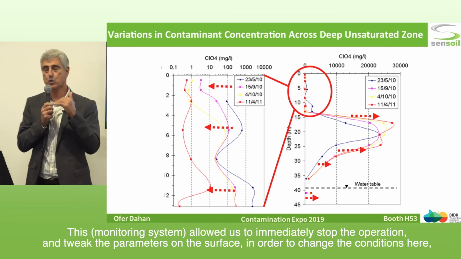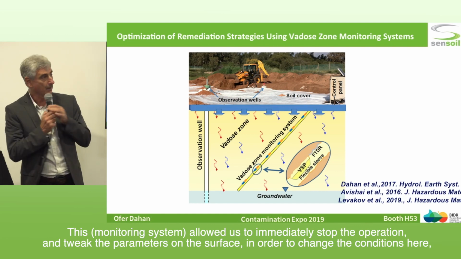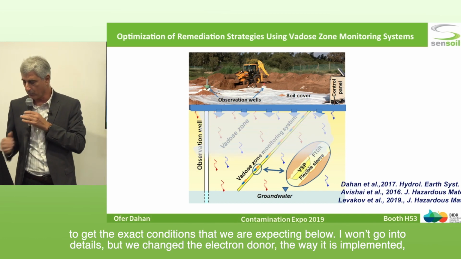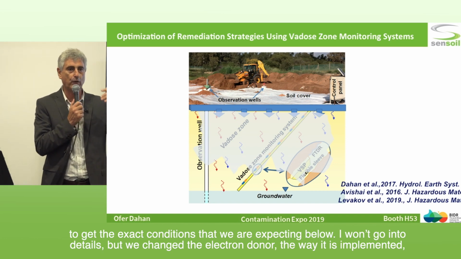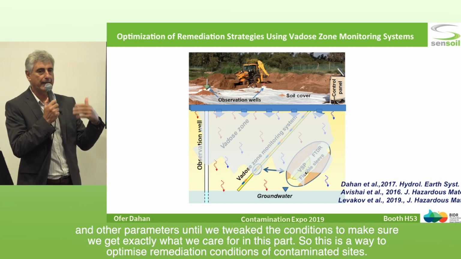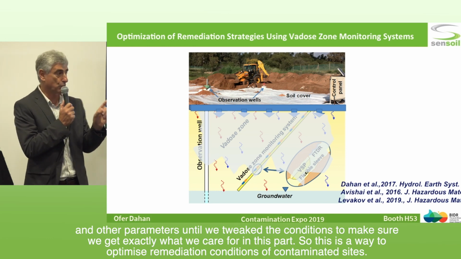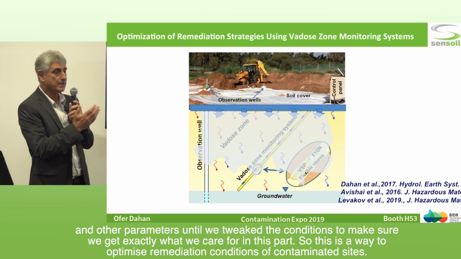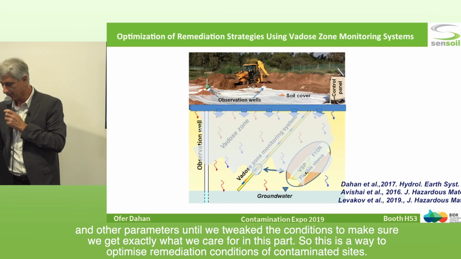This allowed us immediately to stop the operation and tweak the parameters on the surface in order to change the conditions here to get the exact conditions that we are expecting below. I won't go into detail, but we changed the method. We changed the electron donor, the way it is implemented, and other parameters until we tweaked the conditions to make sure we get exactly what we care for in this part. So this is a way to optimize remediation conditions of contaminated sites.